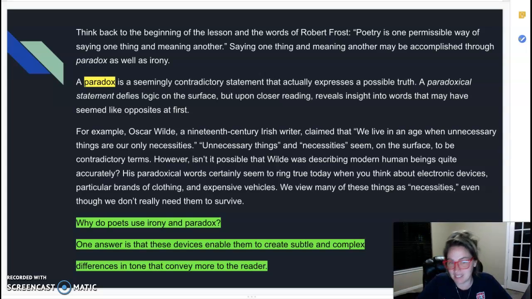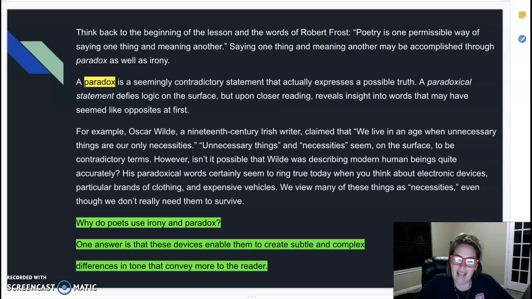However, isn't it possible that the author, Wilde, was describing modern human beings quite accurately? Think about that. His paradoxical words certainly seem to ring true today when you think about electronic devices, particular brands of clothing, and expensive vehicles. We view many of these things as our necessities, even though we don't really need them to survive. So in a way, it was also a foreshadowing of modern society as we know it today.